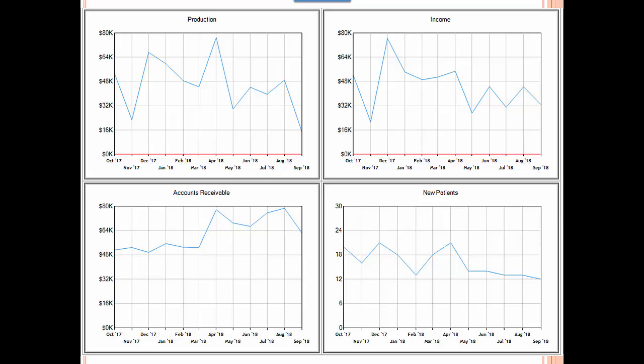Okay, let's look at new patients. That's one of the problems with production: this practice is not seeing enough new patients, and the number of new patients is declining. So again, we'd like to see on average 30 new patients a month per doctor, and this practice is only getting 12 or 15.